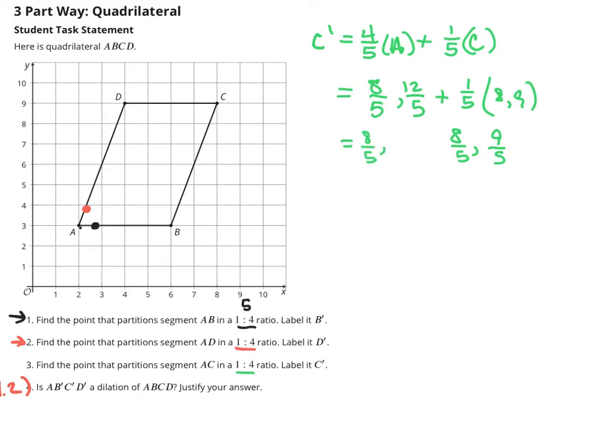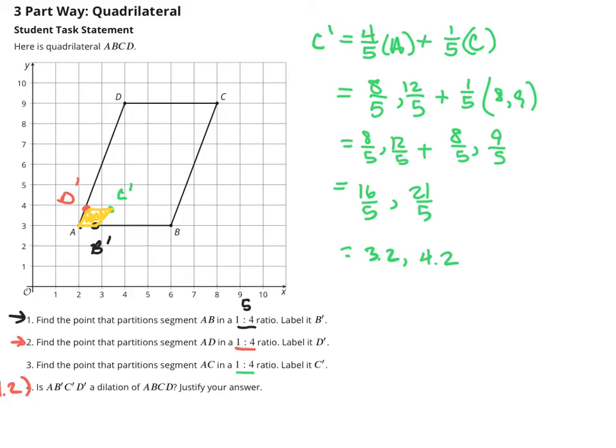Add the x coordinates, I get 8 plus 8 is 16/5, and 12 plus 9 is 21/5. So that's going to give me 3 point something, 3.2, and we just did 21/5. It was 4.2. Let's try to graph that. 3.2, 4.2. That would be C prime, D prime, and B prime. And if I drew in the quadrilateral, it would look something like that.